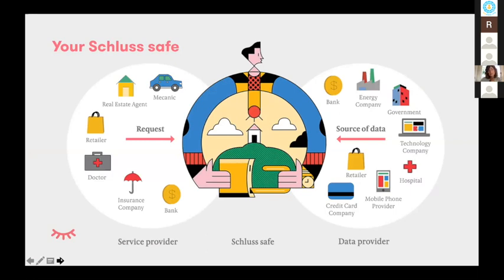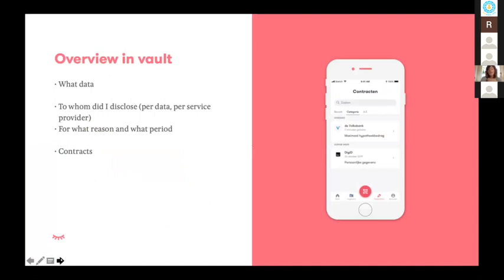But what is important at the same time is that you keep an overview of what information has been disclosed to what parties, for what reason, and even for what period. Because only when you have that overview will you have real control over it.